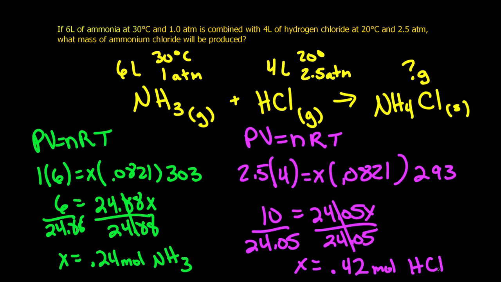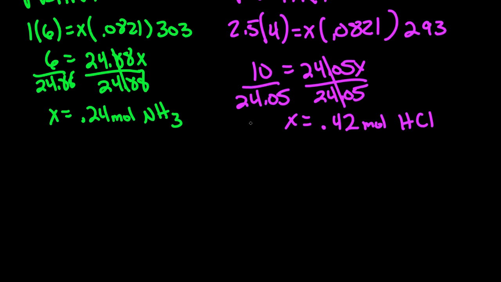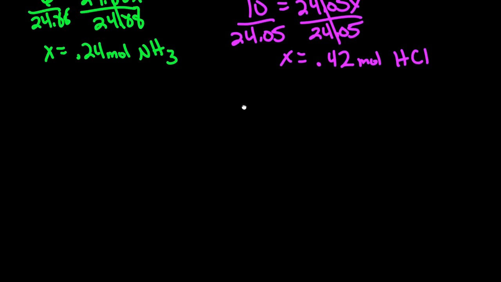Now that I got the moles for both of them, I got to figure out which one is my limiting reactant. So thankfully we have a 1-to-1 ratio for everything. Makes it a little bit easier. So if it's all a 1-to-1 ratio, the limiting reactant should be the smaller mole amount. So it should be ammonia, but we'll double check it just to make sure. So what we're going to do is figure out how much hydrogen chloride we need to fully react 0.24 moles of ammonia.